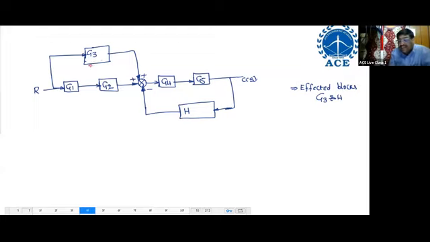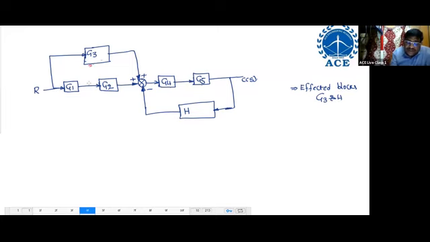G3. For G3, just scan once how many blocks there are through G3. Through G3, how many blocks are there? Just scan it. 1, 2, 3. G3, G4, H. Just scan it.